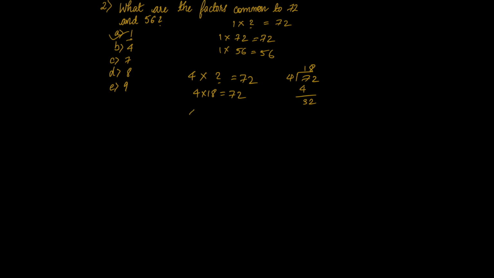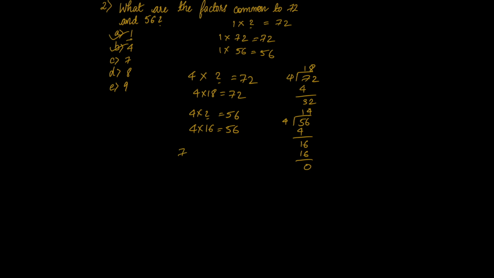And what about with 56? Can you multiply 4 by something to give you 56? Four multiplied by 14 gives you 56. So 4 is also a factor of 56. So yes, 4 is a common factor of both 72 and 56.